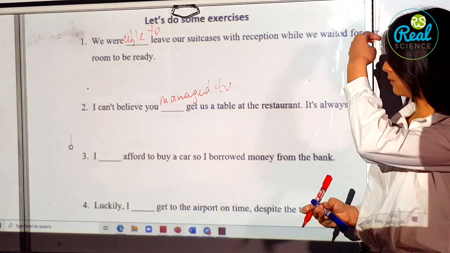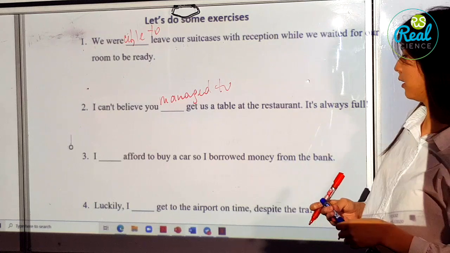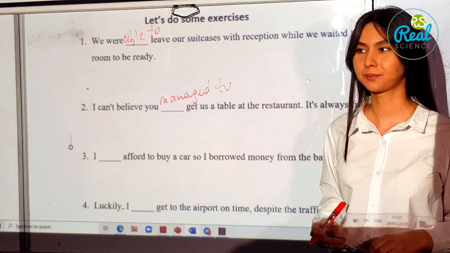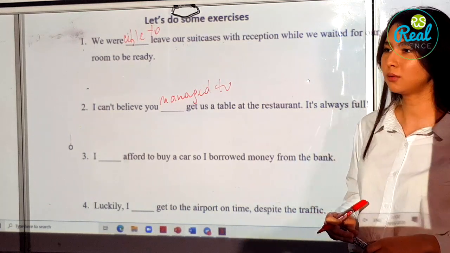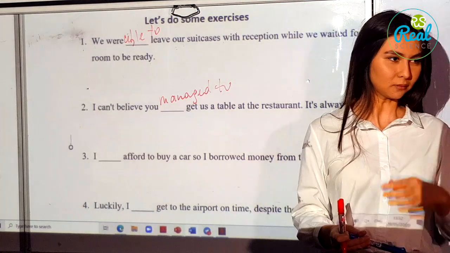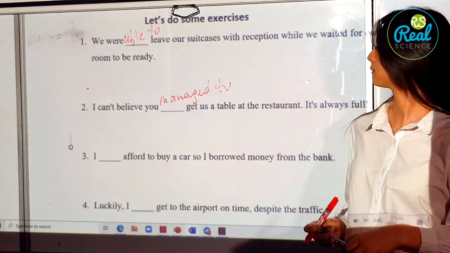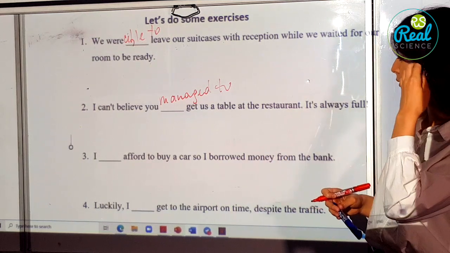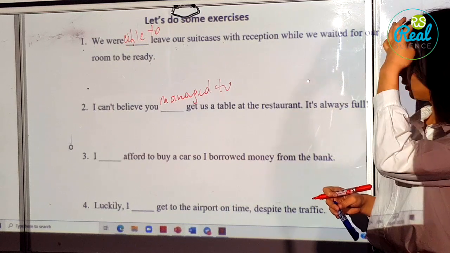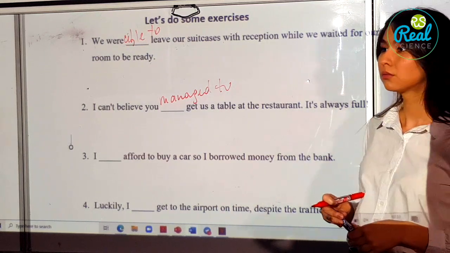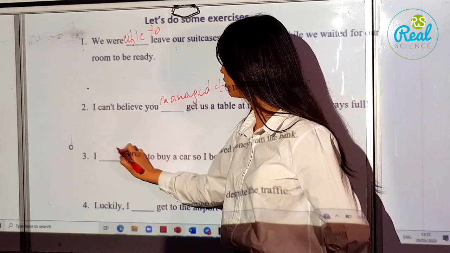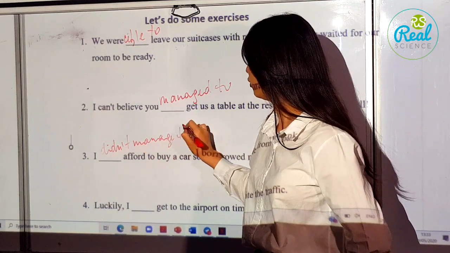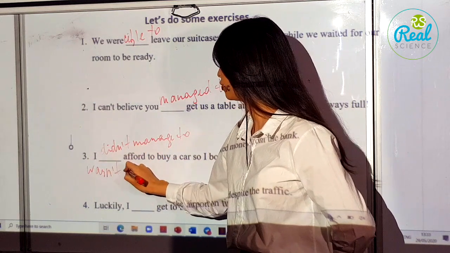Okay, third one. Maybe could. I could afford to buy a car, so I borrowed money from the bank. Do others agree? Why yes? Why no? It's not a general ability. It should be a specific situation, so wasn't able or didn't manage. Yes, very good. So this is also a specific situation. So didn't manage to, or wasn't able to. Both options are correct.